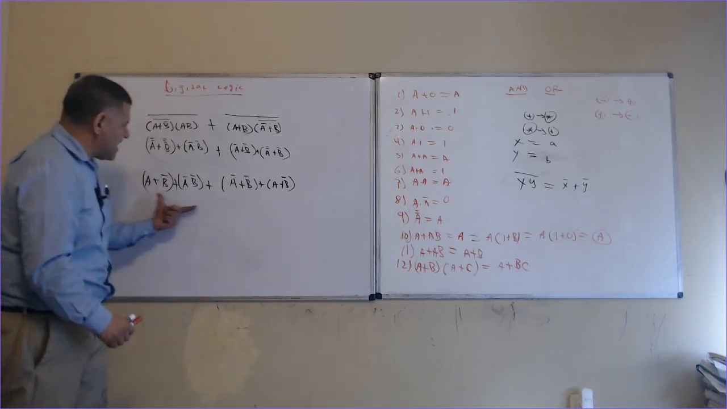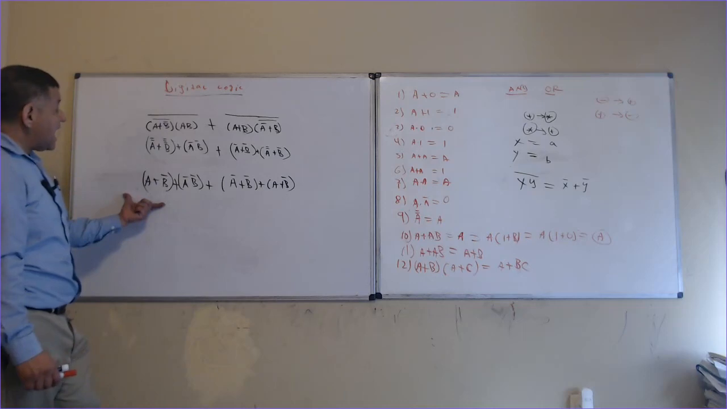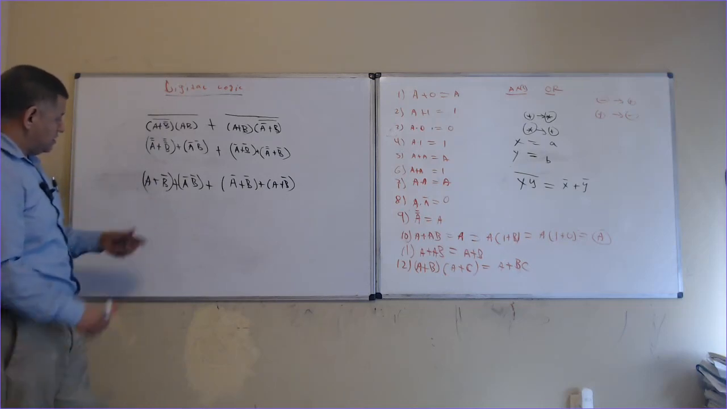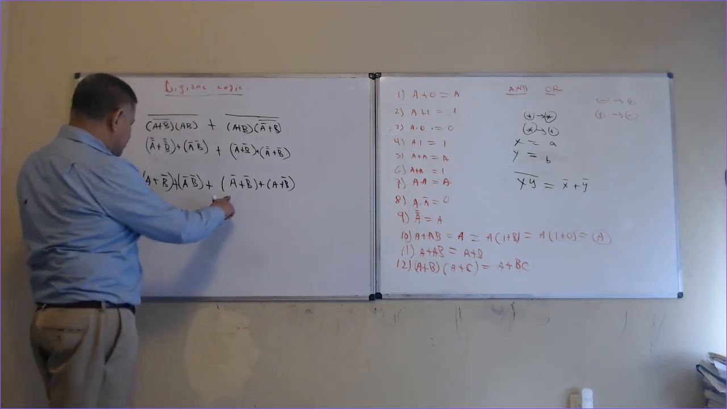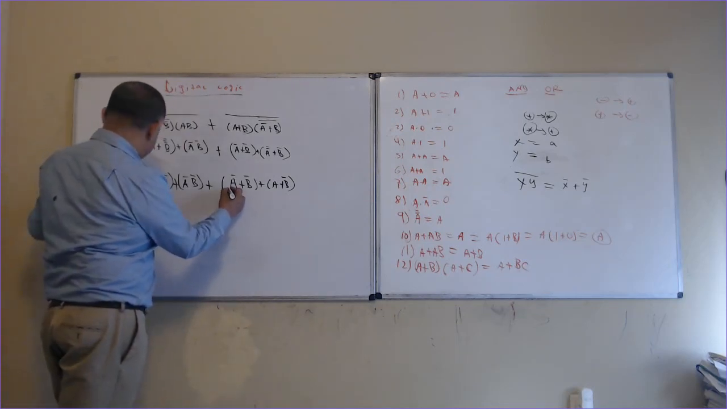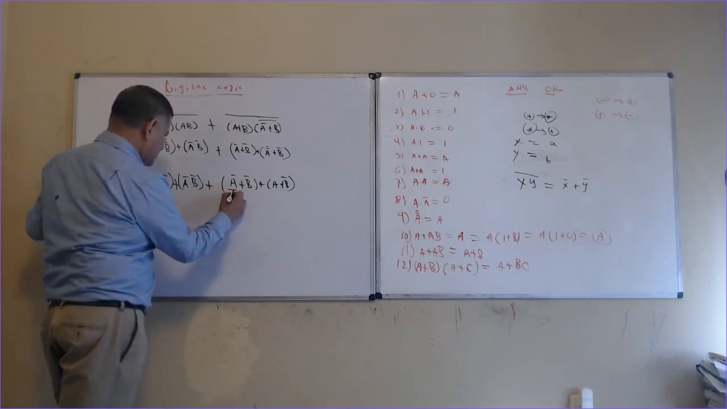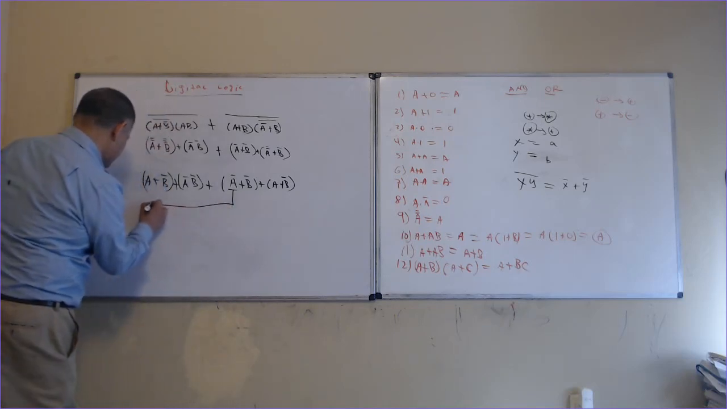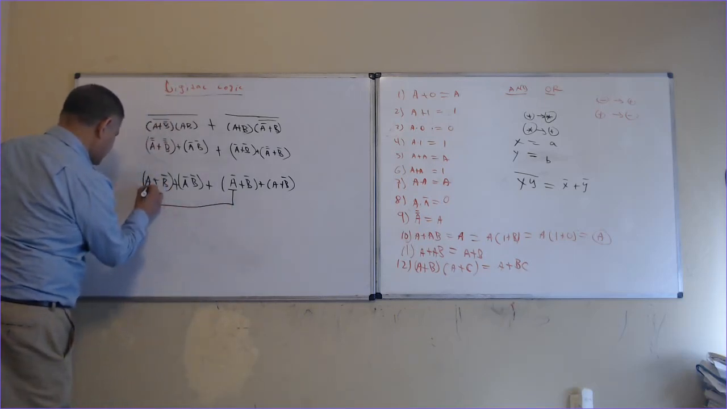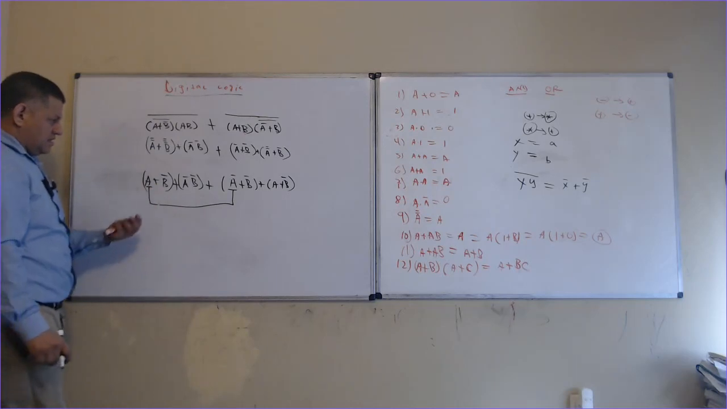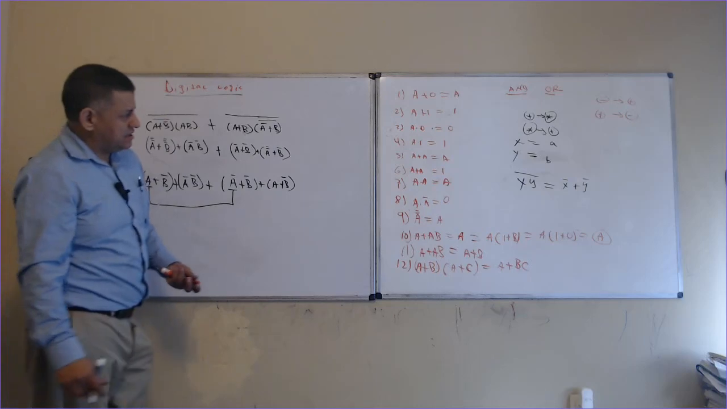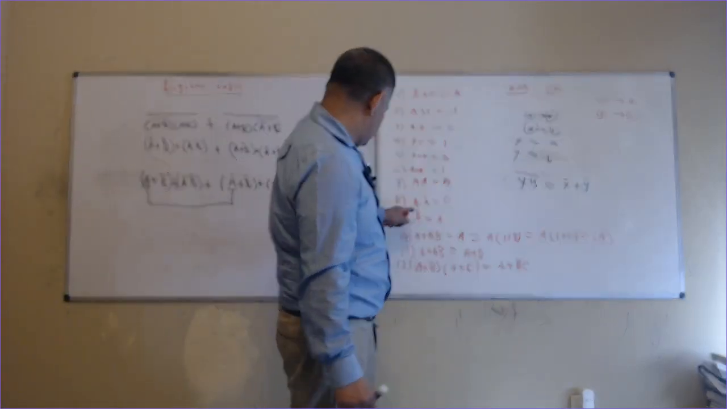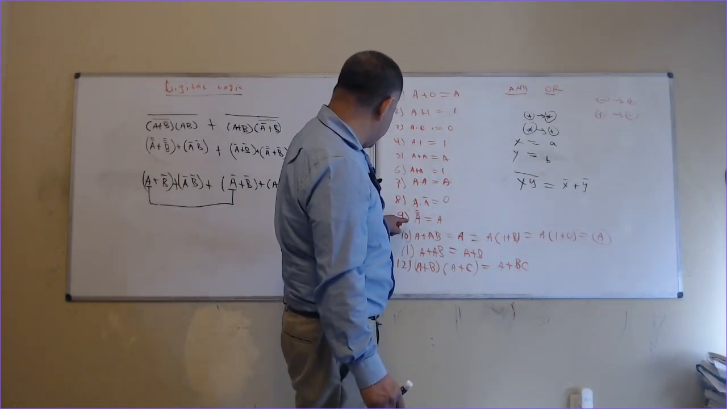Okay, so now what do I have? I got a few things to consider. I have this, I have this, and I have this. Consider. And I can say that that is one. Why? Because that's one of the rules, right? I can say that that is one.